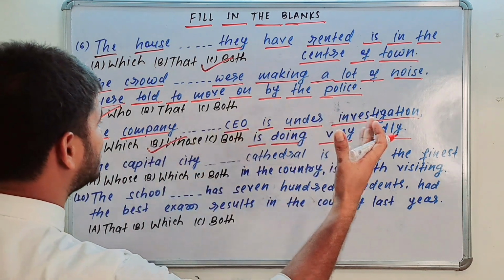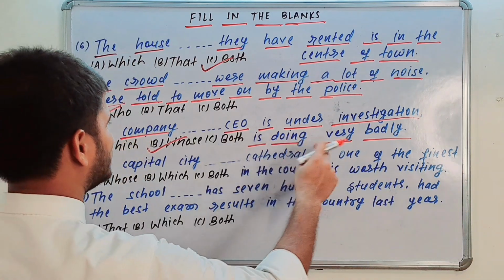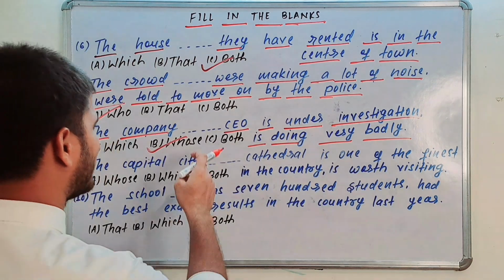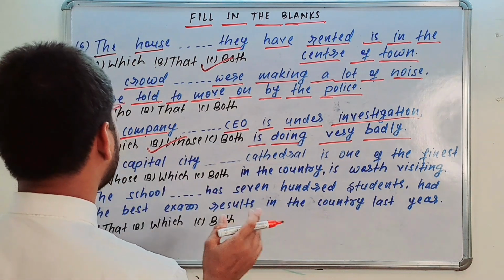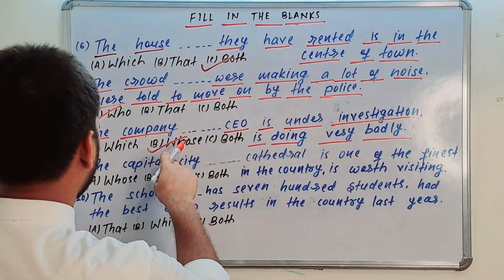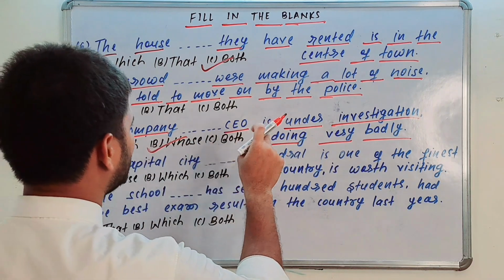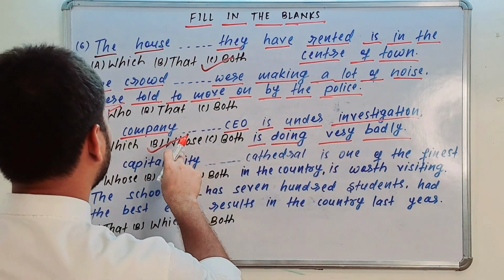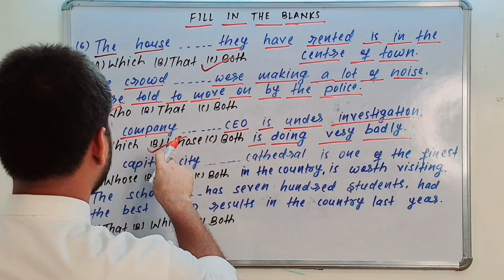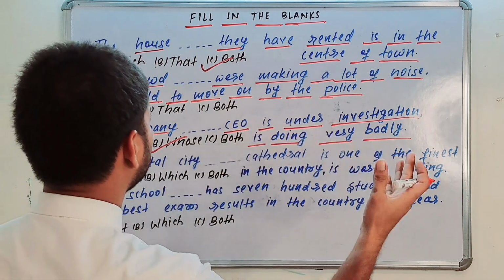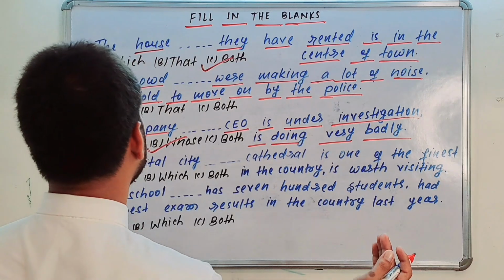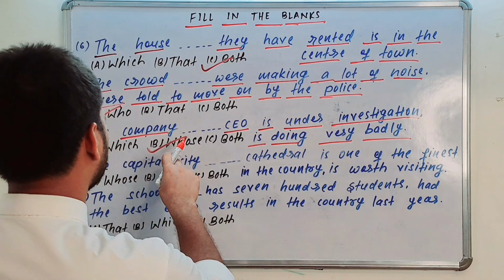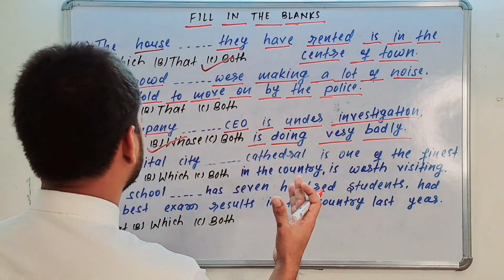The company whose CEO is under investigation is doing very badly. Whose is basically used for possession. Whose car is this? Like that. So it is related to interrogative too. And here, the company whose CEO is under investigation is doing very badly. So fill in the blanks with option B, whose. Whose CEO? That means the CEO of this company or the CEO of any company. So that's why whose is used for possession of something.